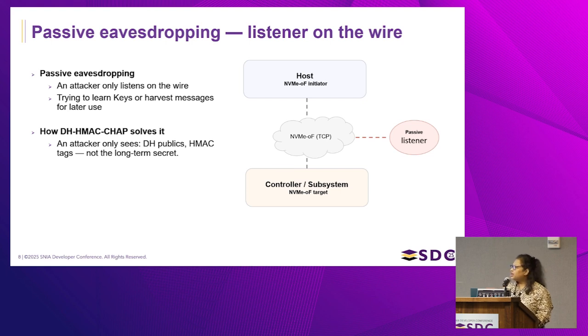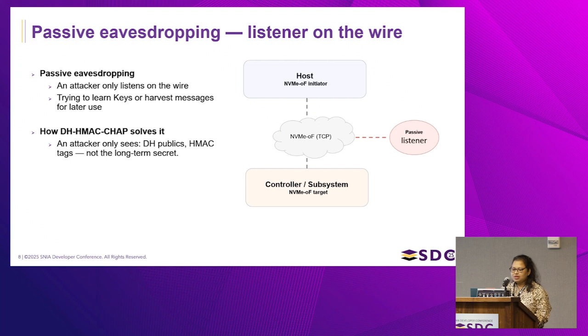So I'll start with passive eavesdropping. This is the simplest kind of threat. The attacker just sits quietly on the network and listens. They don't change or inject anything. They only capture messages going back and forth, hoping to figure out keys or save the traffic for later. So if you see, this is a host and a subsystem or controller which is connected on NVMe-oF TCP, and it's a passive listener. It's just listening on this connection.